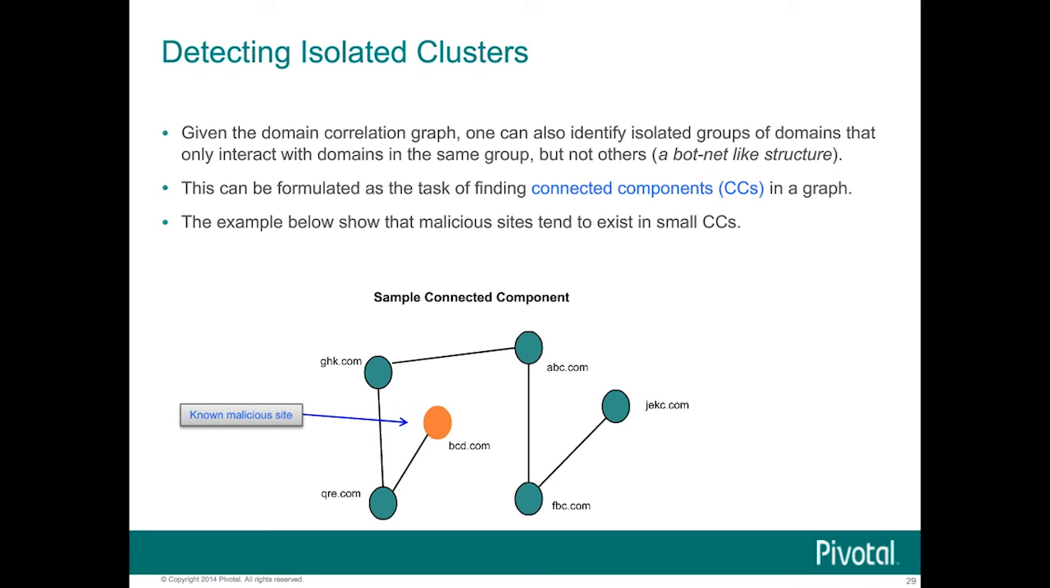For example, at the bottom you can see a sample connected component. You can see that all the domains are just connected to other domains in this connected component, and this connected component would be isolated from the rest of the big graph formed from the social network of the domains. So if we know that the central domain, BCD, highlighted in orange, is malicious, we can also see the other domains that it is connected to and attribute the risk to those domains, given a known domain in the network.